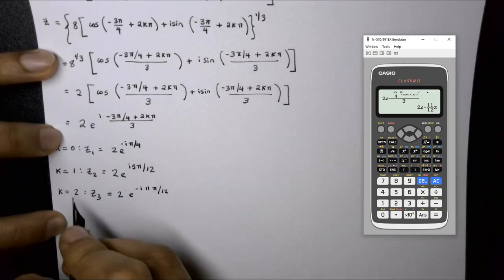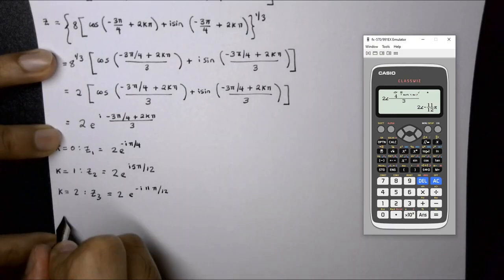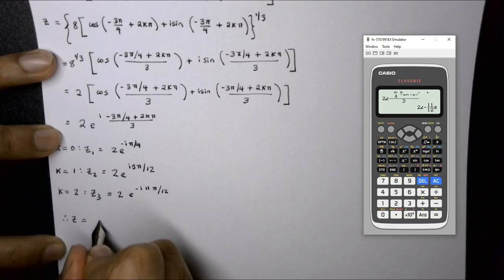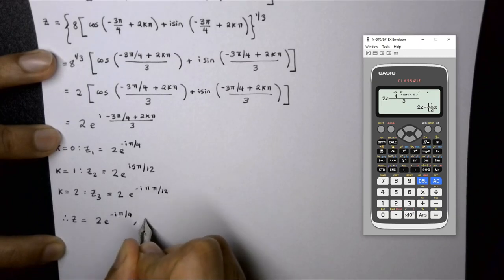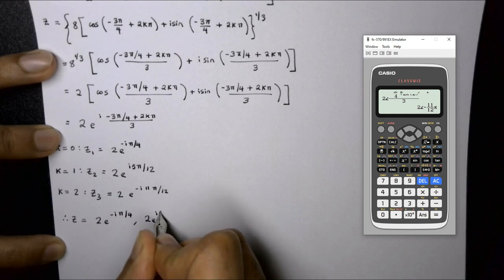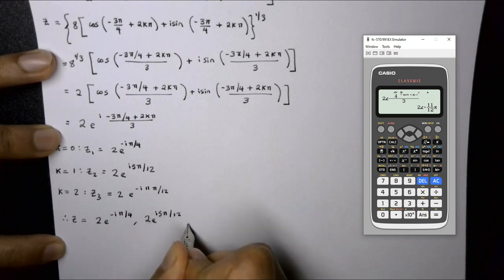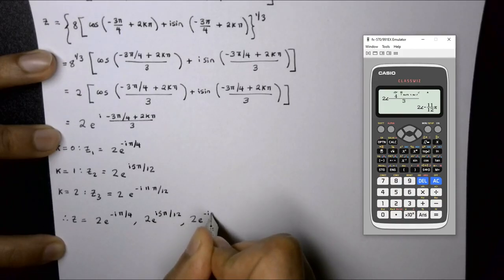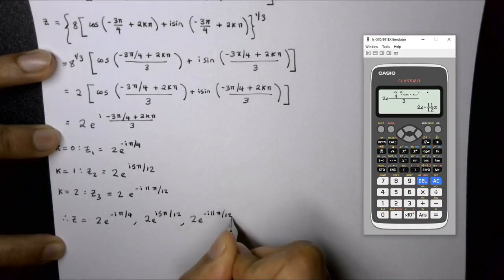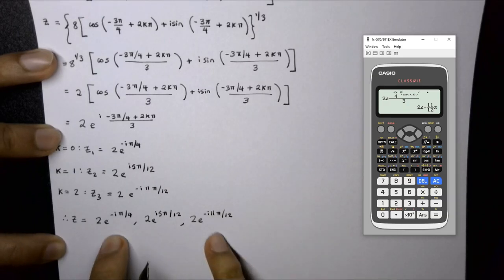So therefore, our three roots, we have z equals 2e to the minus i pi over 4, 2e to the i times 5 pi over 12, and 2e to the minus i times 11 pi over 12. These are our roots. Okay?